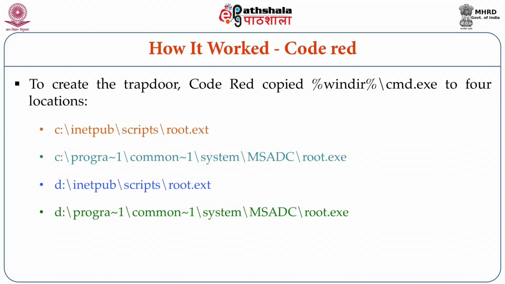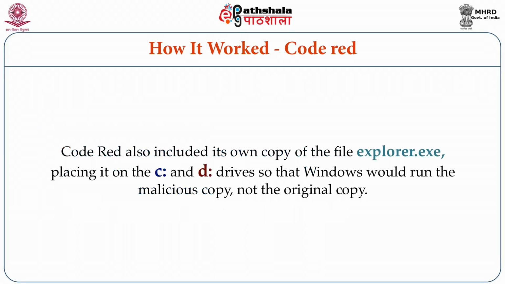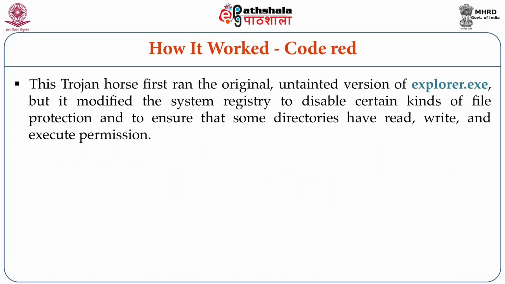So it tried to corrupt the root.exe, root.exe and so on. CodeRed also included its own copy of the file explorer.exe. It placed it in the C drive and D drive, so that Windows would run the malicious copy, not the original copy. This Trojan horse first ran the original untainted version of explorer.exe.